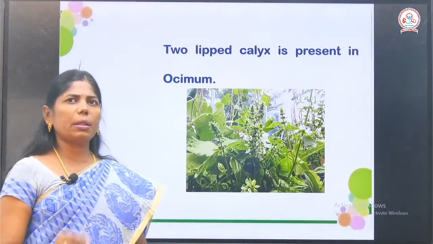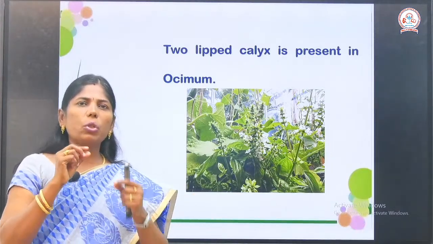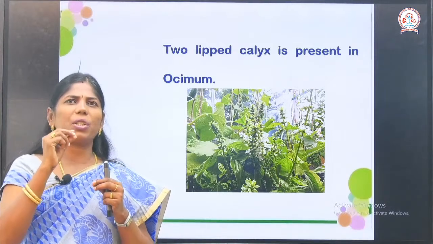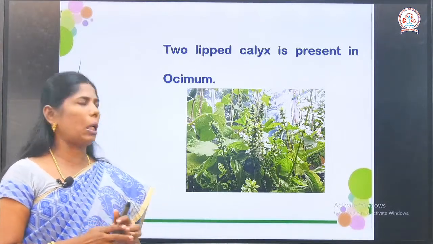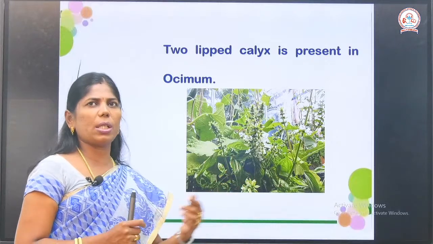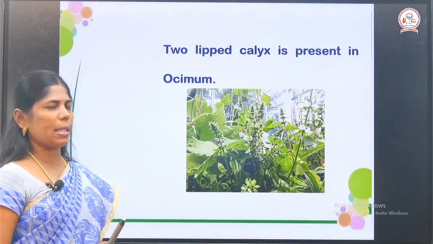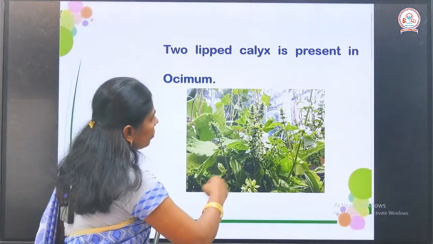Next, sometimes in some flowers the calyx is two lipped. Okay, two-lipped structures are present, as in Ocimum. Ocimum is the tulasi plant. Two-lipped calyx is present in Ocimum.